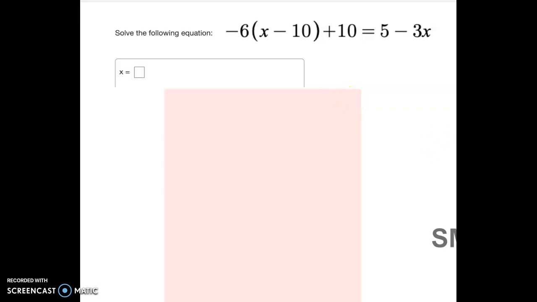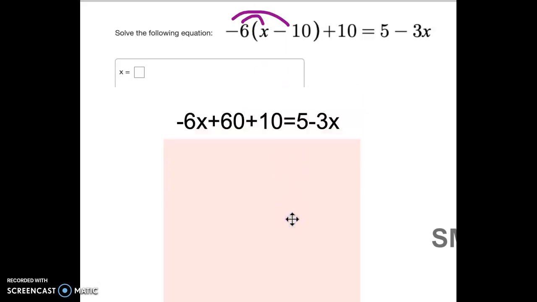Solve the following equation. Negative 6 times the quantity x minus 10, plus 10, equals 5 minus 3x. Well, on the left-hand side, we need to use the distributive property. We have to take this negative 6 and multiply it by both terms inside the parentheses. When we do that, we get negative 6x plus 60 plus 10 equals 5 minus 3x.